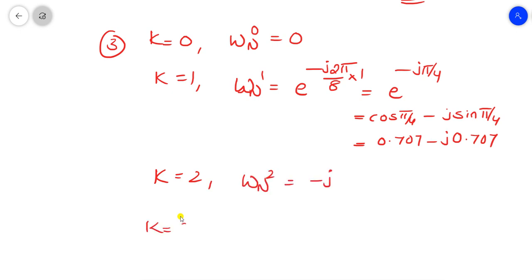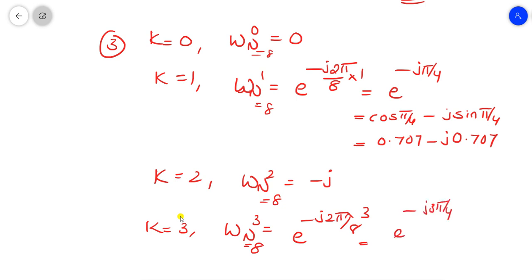Okay, for k equal to 3, W_N to the power of 3 is e to the power of minus j 2 pi by 8. Basically, what is the value of N? N value is equal to 8. So we can write it as W8 into 3, which is equal to e to the power of minus j 3 pi by 4, which is cos 3 pi by 4 minus j sine 3 pi by 4. Its value is equal to minus 0.707 minus j 0.707. Okay, so this way we determine the twiddle factors. Now the actual step is the butterfly diagram.